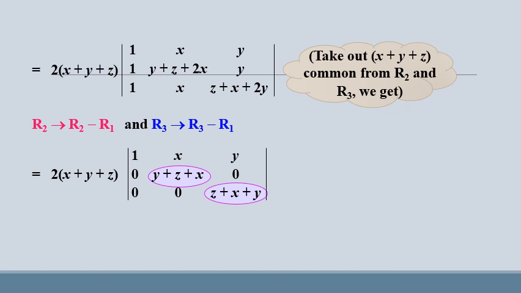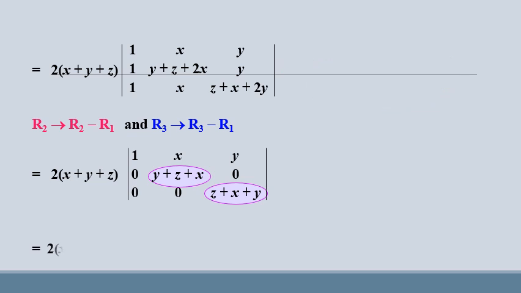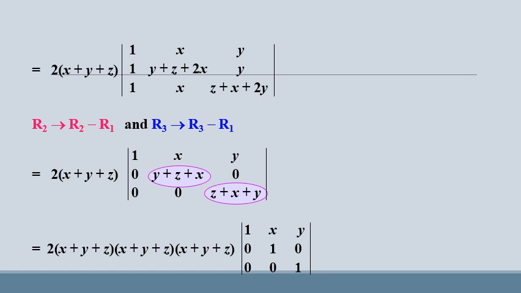So we can take out x plus y plus z common from R2 and R3. So we get 2 times x plus y plus z, x plus y plus z, and x plus y plus z multiplied by the determinant with rows (1, x, y), (0, 1, 0) and (0, 0, 1).